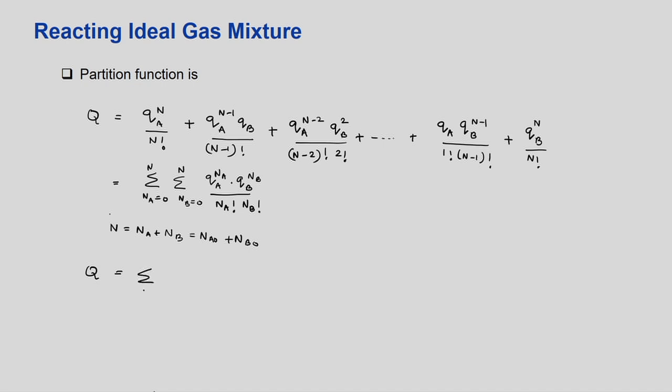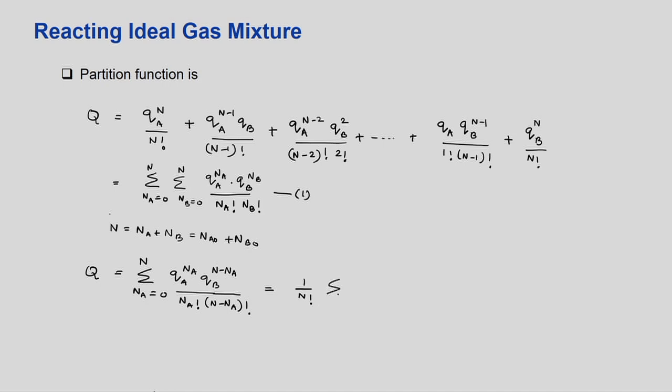Summation Na goes from 0 to N, QA to the power of Na, QB to the power of N minus Na, by Na factorial into N minus Na factorial. So, what is the difference? From this expression, expression 1, I have converted the double summation to a single summation by replacing Nb with N minus Na. Okay. So, if you do that, then I can also multiply and divide by N factorial.